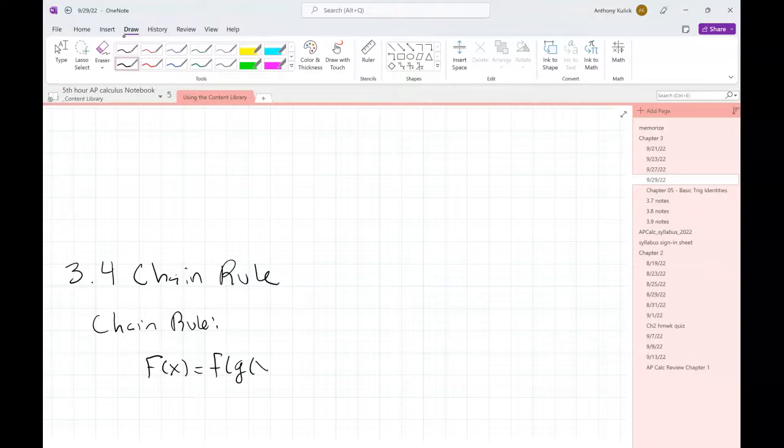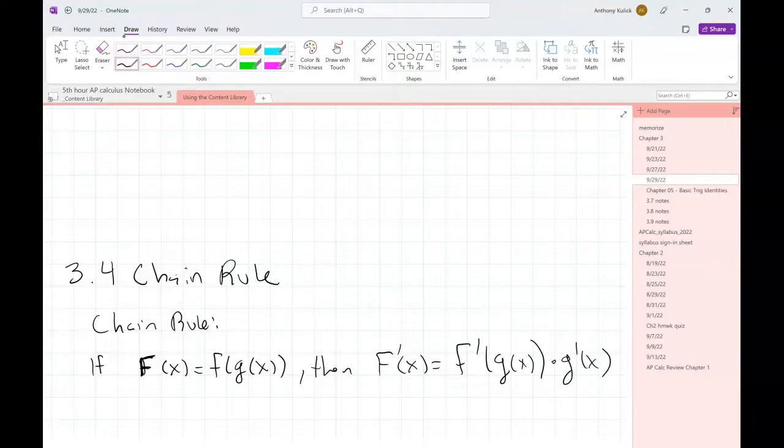So let's say that we have a composite function. We'll call that composite function capital F, and it's the composition of little f and little g. The way we take the derivative of a composition function is we do the derivative of the outer function and multiply it by the derivative of the inner function. So this is my chain rule.